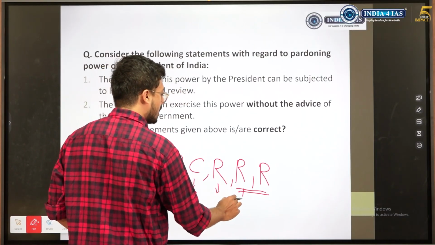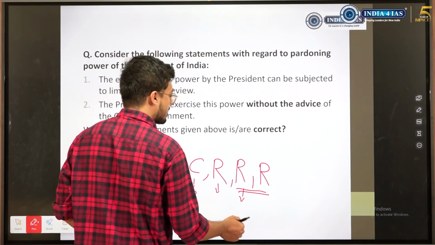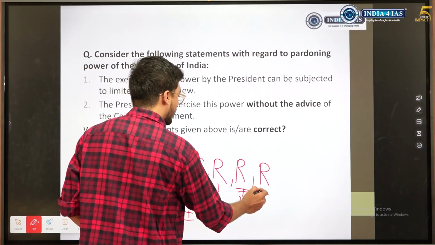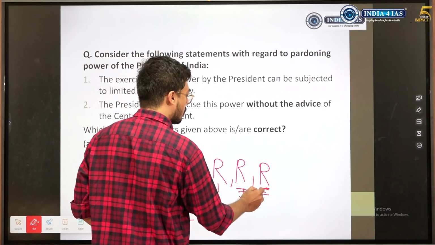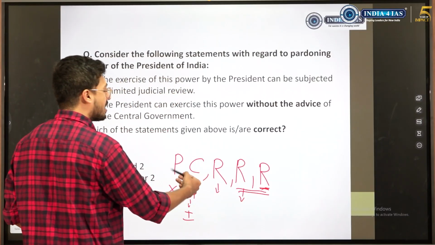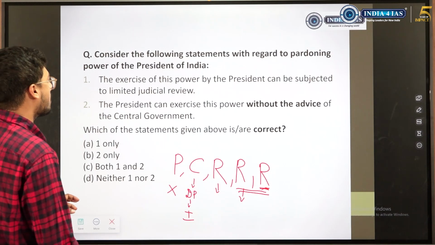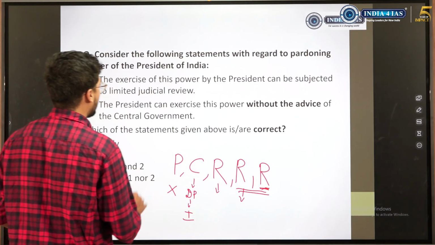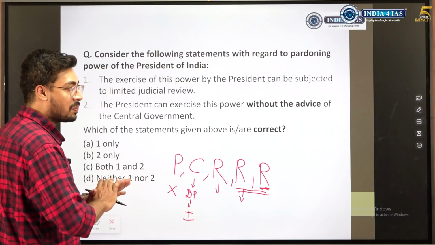Reprieve is similar to commutation, where the sentence is reduced, but for a special reason such as pregnancy, mental illness and so on. Reprieve is usually just an extension of time so that they can apply for pardon. So these are the basics we need to know. We are talking about the pardoning power of the president. When you read about the president's pardoning power, it should come to mind that there is a difference between the president and the governor in the pardoning power; both are not the same.